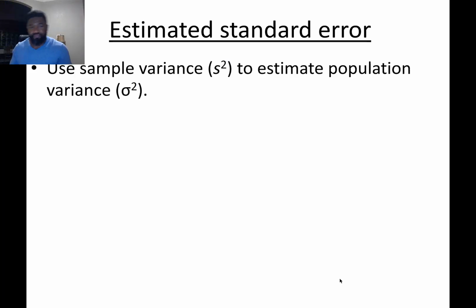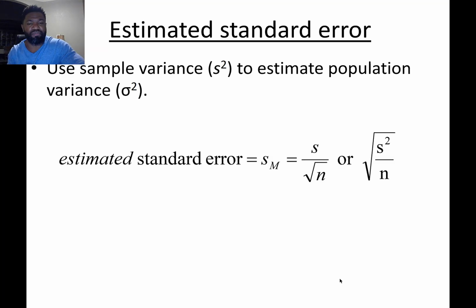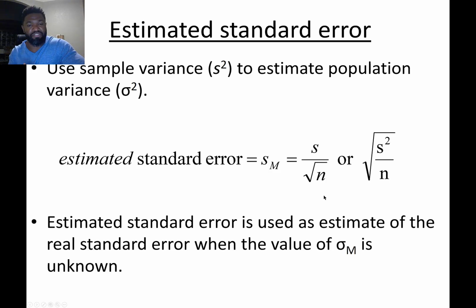So, how do we get this estimated standard error? Well, we're essentially going to use the sample variance, which is S squared, and you guys remember the formulas for that. We're going to do that to estimate the population variance, which is sigma squared. It's fairly straightforward and simple. The estimated standard error is just the standard deviation of the sample divided by the square root of n, or if I give you the variance, you can do the division first and then take the square root of all of it. These two things are functionally equivalent, with no mathematical difference between them.